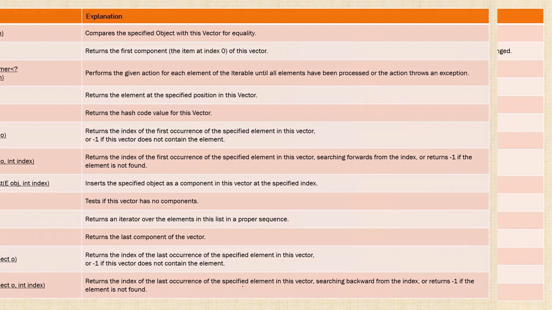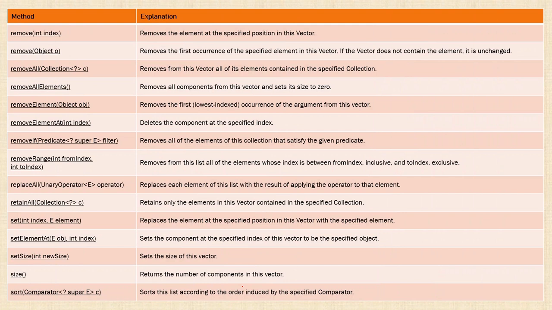These are the methods. Remove: to remove by index, remove by object, and remove all to remove all the collections' elements. Remove all elements removes all components from this vector and sets its size to 0. Remove element is a legacy method that removes by object, and remove element at removes index-wise. Remove if lets you provide a predicate, your own logic. Remove range from index to index: you can provide the range from where to where you want to remove.